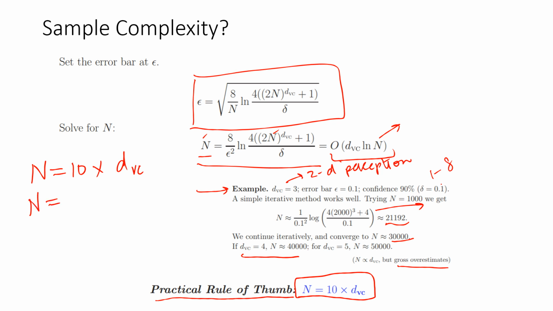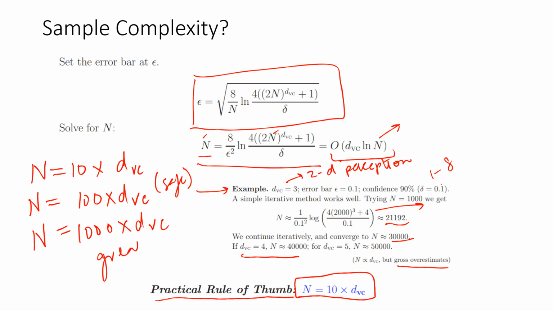But if we have data of the order of 100 times the VC dimension, then this is considered safe. And if we have data of the order of 1000 times the VC dimension, then this is the best case possible. So this is really what we would like to have, but definitely 30,000, of the order of 10,000 times, is not what we want. So that's not the sample complexity that we require.